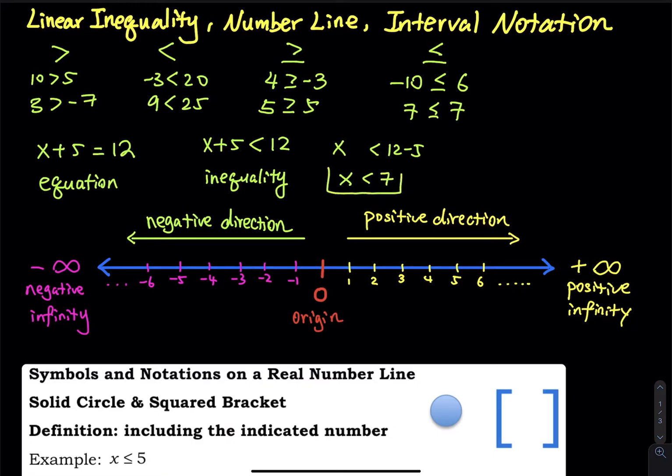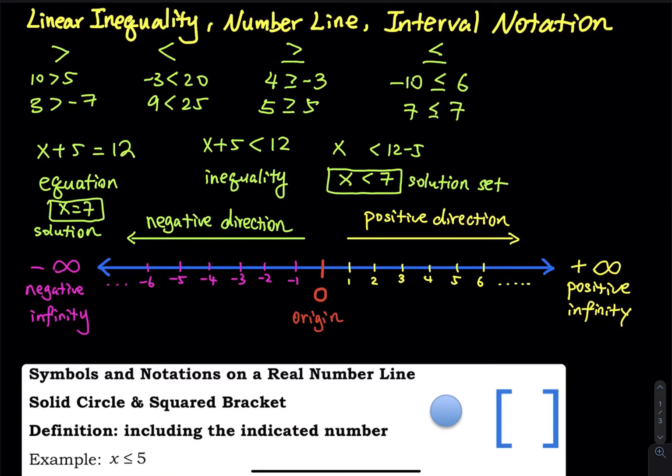This one, we don't call a solution. Going back to an equation, x equals 7 is called a solution, because 7 plus 5 equals 12. But x less than 7, we call this a solution set, because this is a set of numbers. So why do we call this a solution set? Because what kind of number satisfies the inequality? As long as the number is less than 7.